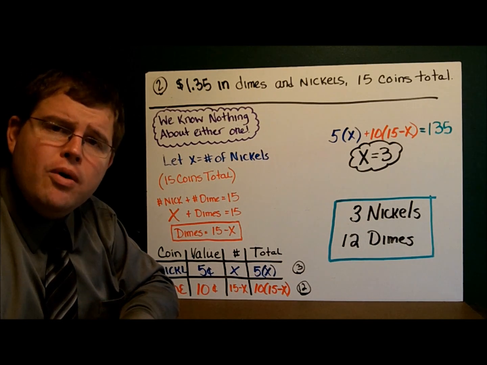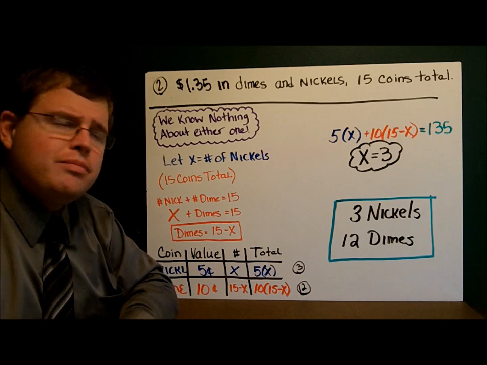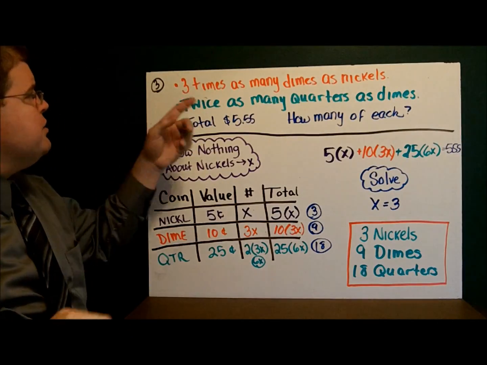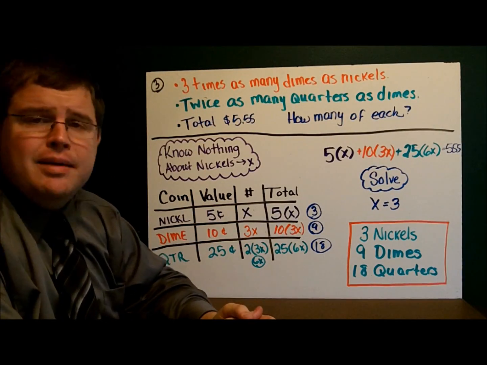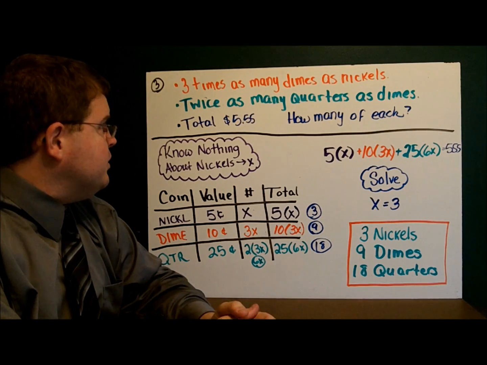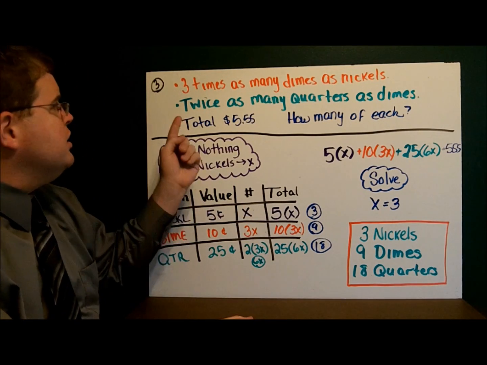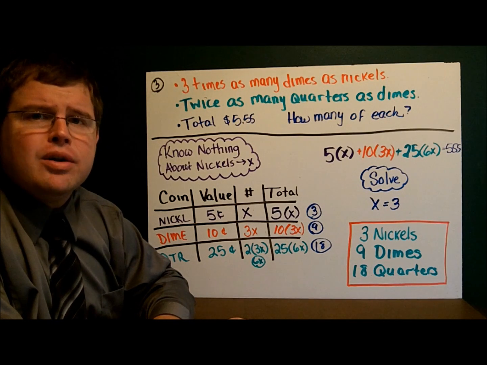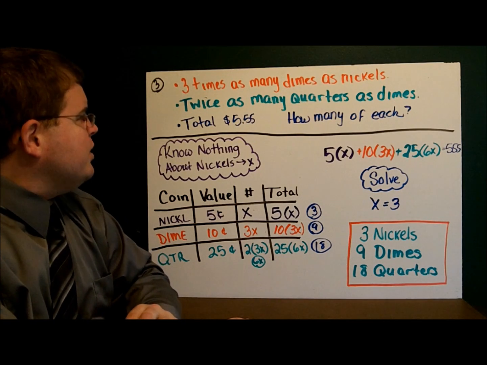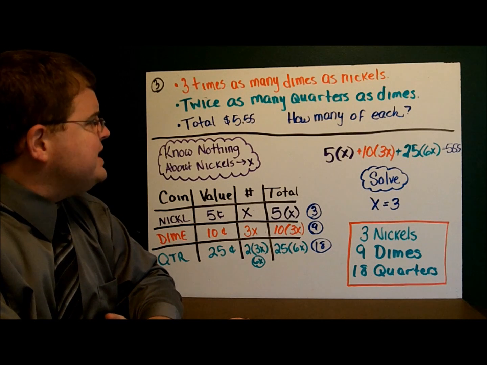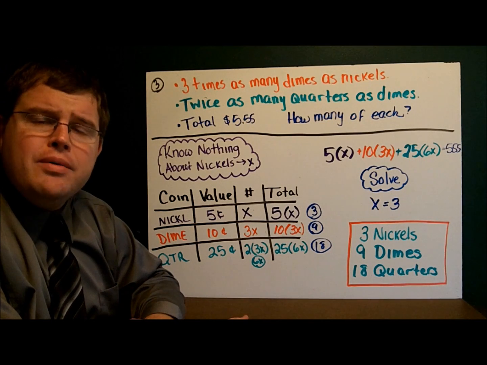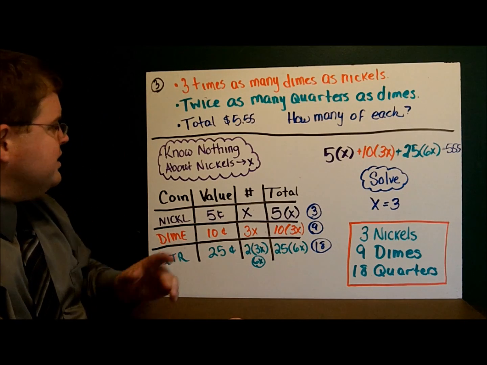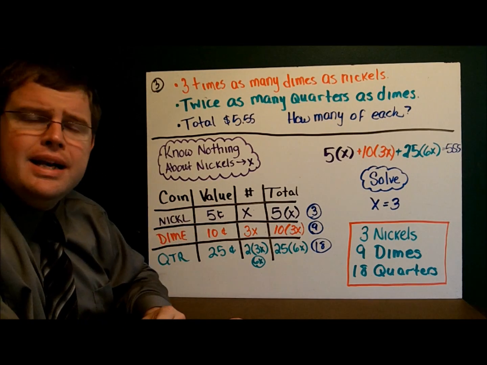Let's look at one more, and then I'll have you try an example. Example 3, it says we have 3 times as many dimes as nickels. So we know something about the dimes. Twice as many quarters as dimes. We know something about the quarters. Total of $5.55. Well, you know what we know nothing about? The nickels. We know nothing about that. So x will be my nickels.